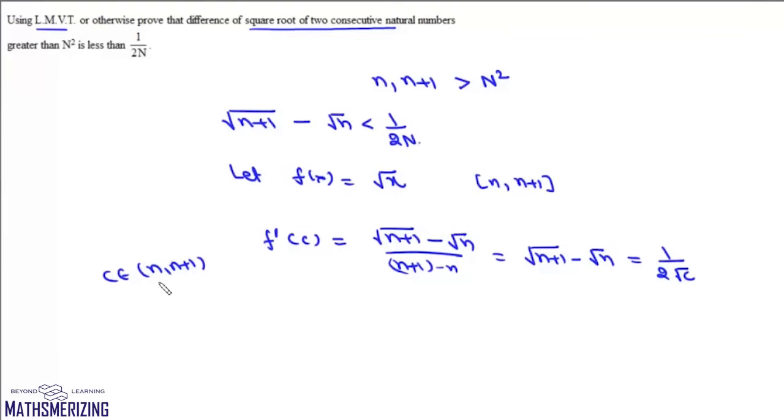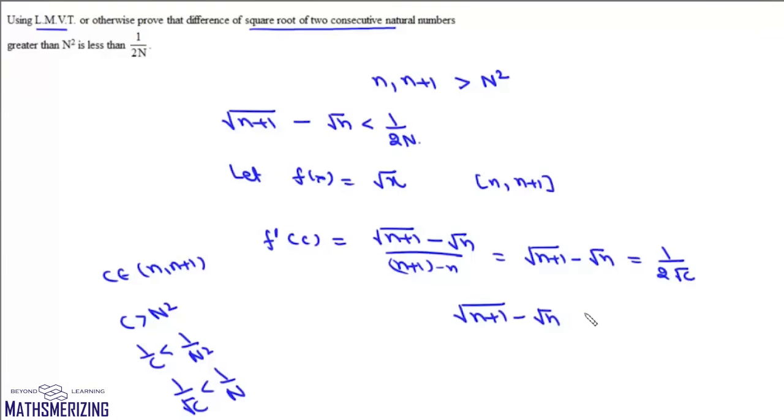Now c lies between n and n plus 1, therefore c is also greater than n square, or 1 upon c is less than 1 upon n square. So from here we can write 1 upon under root c will be less than 1 by n. Using this result we can say under root of n plus 1 minus under root of n is less than 1 by 2n, and this is what we need to prove.